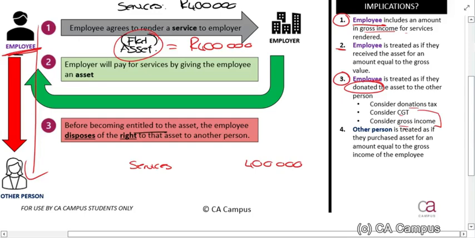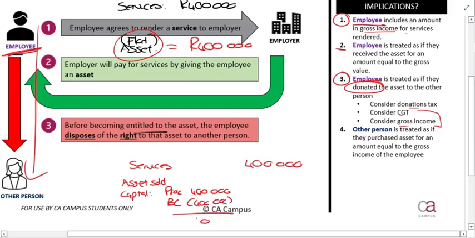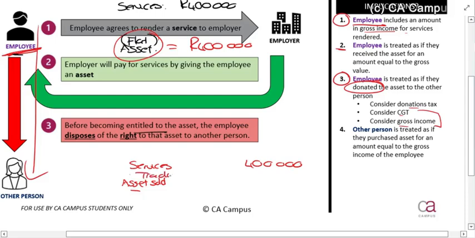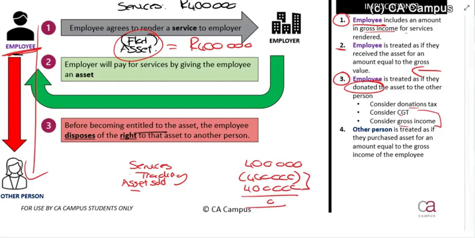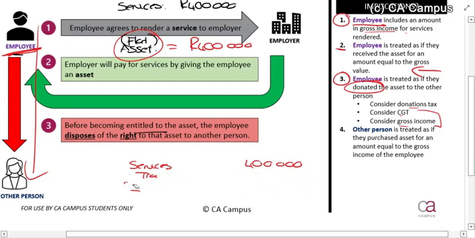First of all, it means that they are treated as if they sold this asset for 400,000. So if it was a capital asset, that would mean you would say proceeds 400,000 and base cost 400,000. So there would be a null effect. If the asset was trading stock, you would have had a deduction of 400,000 when you purchased it here in step 2, and then when you sell it, it will be treated as sold for 400,000. So again, there's a null effect. Just be aware of that. You treat it as if you sold it.